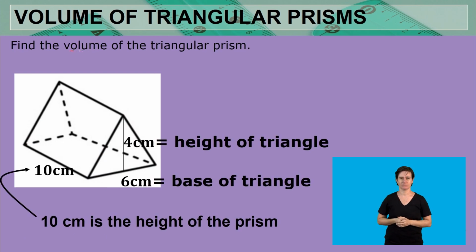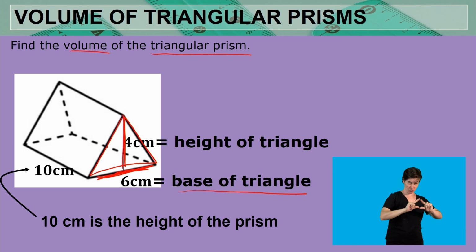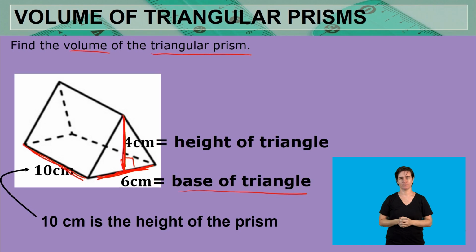So we are going to find the volume of this triangular prism. When we are looking at this triangular prism, we can see that the base there is a triangle. Now the triangle itself has a base of 6 centimeters. That is the base of the triangle. Then of course we have the height of the triangle. Now remember, the height is always perpendicular to the base. So we have the height of the triangle there, that is the 4 centimeters that we've been given there. And of course then we have the height of the whole prism, which in this case is the 10 centimeters. So let's calculate the volume for this triangular prism.